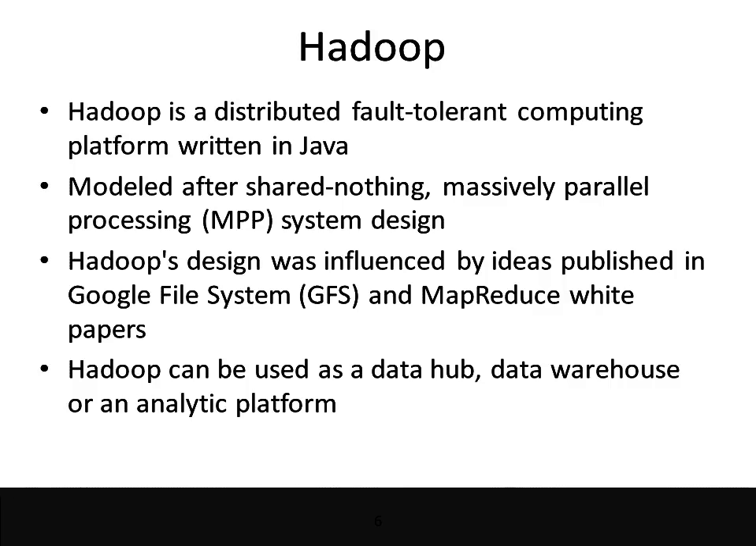It's fault-tolerant in that it's able to resist failures in individual components in its network. And it's a generalized computing platform in the sense that it's intended for a wide variety of tasks. It's not just a single application. And the fact that it's written in Java means it's available on a wide variety of architectures and a wide variety of platforms. The design of Hadoop is modeled after a shared nothing massively parallel processing system.